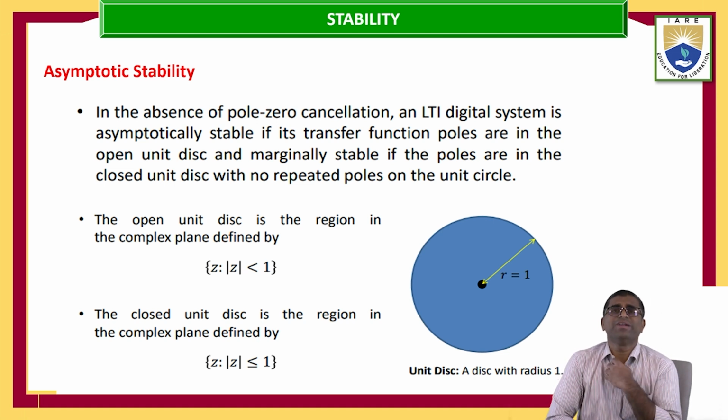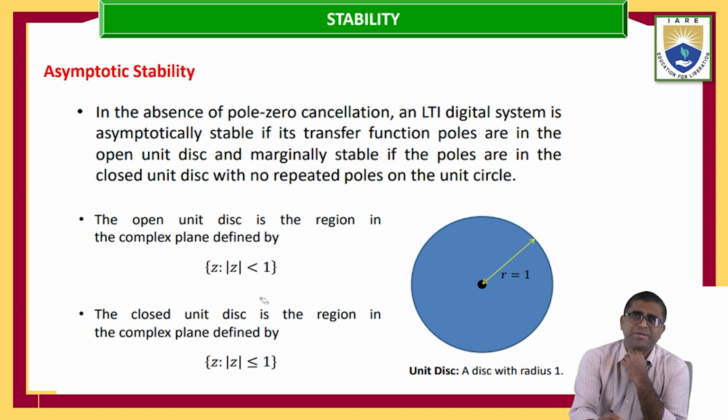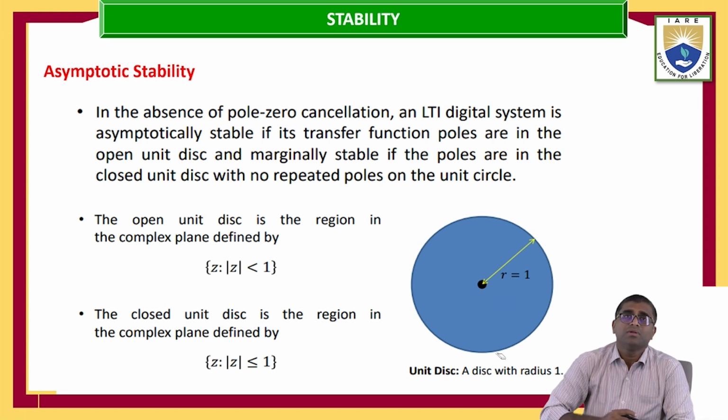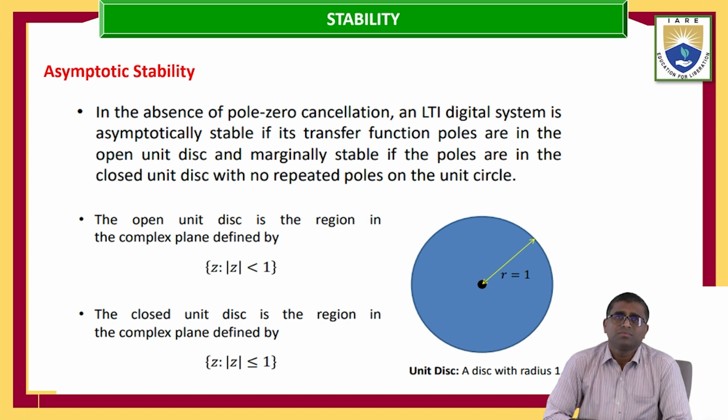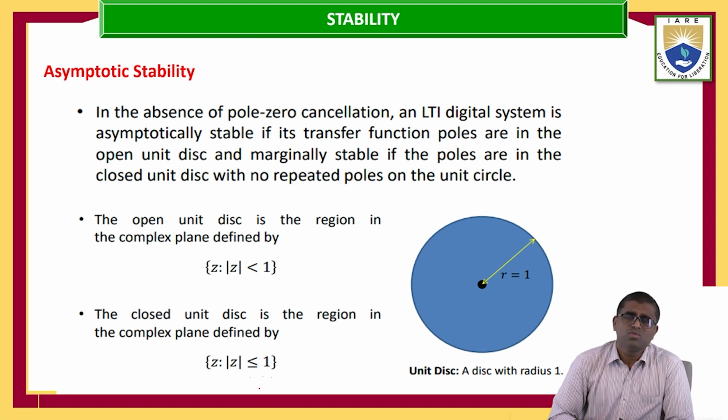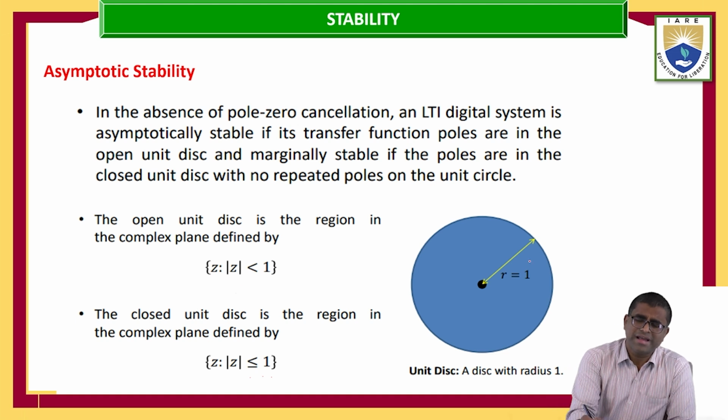The open unit disk is a region of the complex plane defined as the set of z where the magnitude of z is within the unit circle, that is, magnitude of z less than 1. The closed unit disk is the region in the complex plane defined as magnitude of z less than or equal to 1.